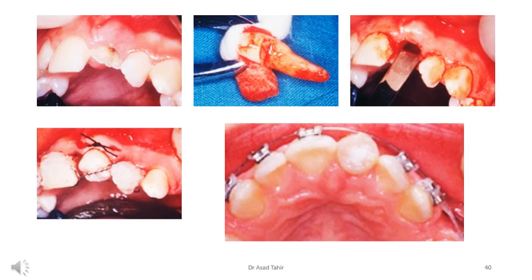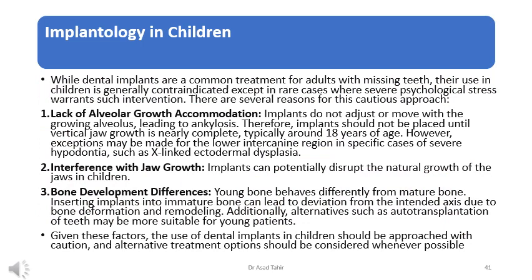It highlights the importance of careful surgical technique, proper socket preparation, and postoperative management to ensure successful outcomes. Implantology in children. While dental implants are a common treatment for adults with missing teeth, their use in children is generally contraindicated except in rare cases where severe psychological stress warrants such intervention. There are several reasons for this cautious approach.